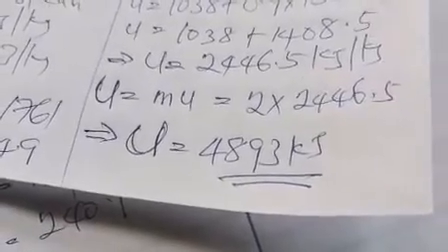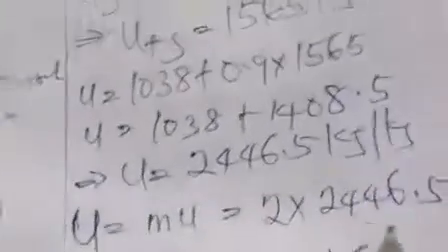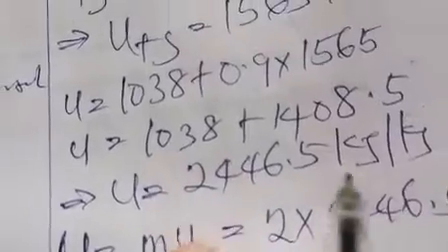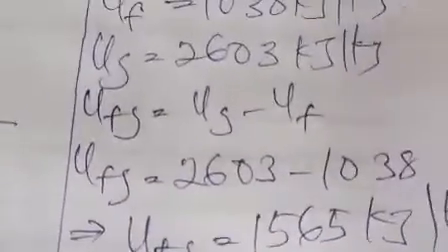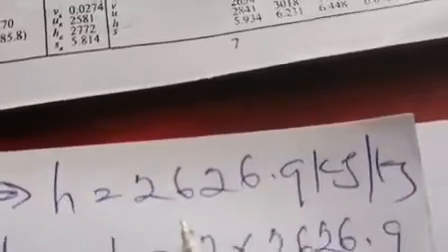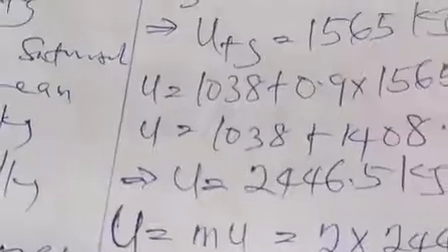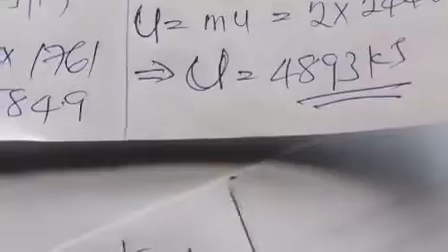Okay, so we'll look at the superheated steam table corresponding to this specific internal energy, 2446.5. You may also wish to use specific enthalpy. You will see you obtain the same results. Okay, we obtain specific enthalpy to be 2626.9. You will still obtain the same result.